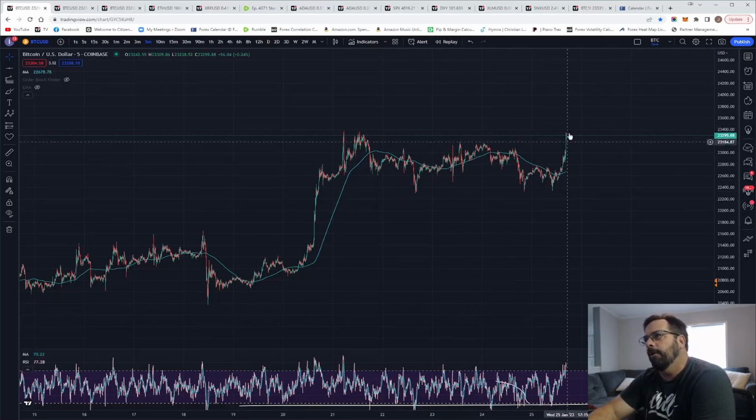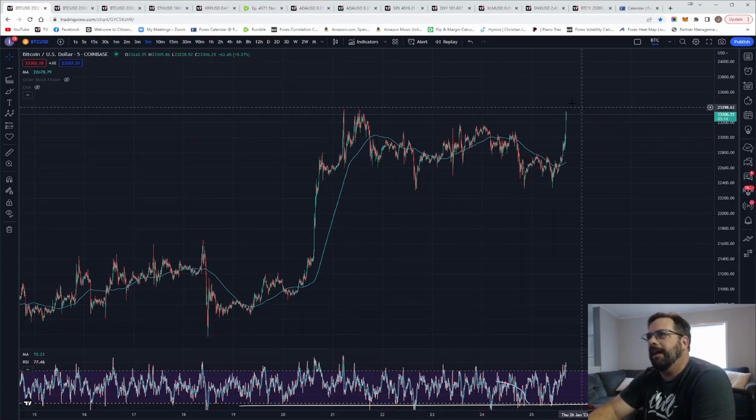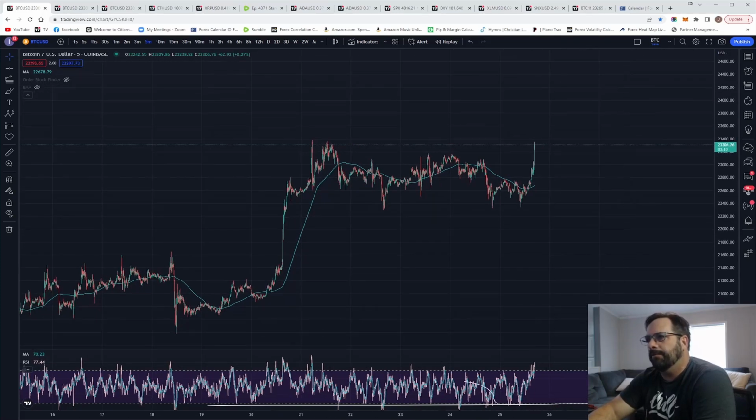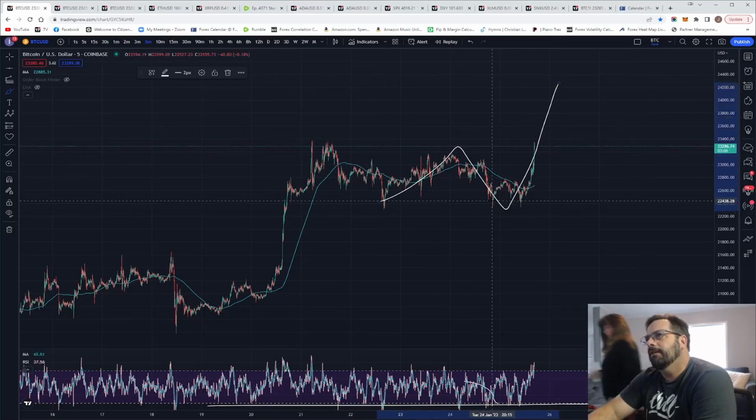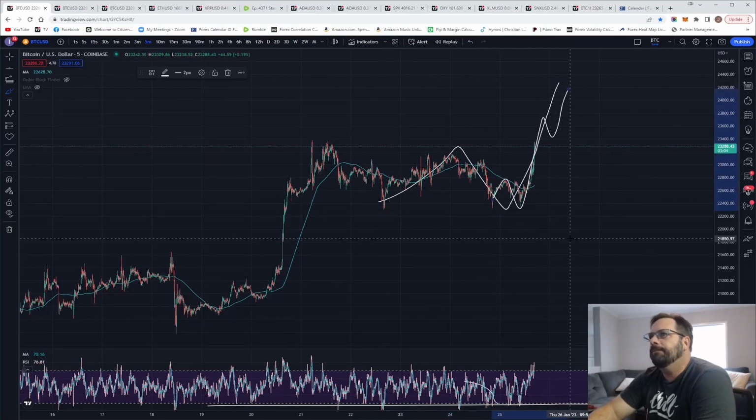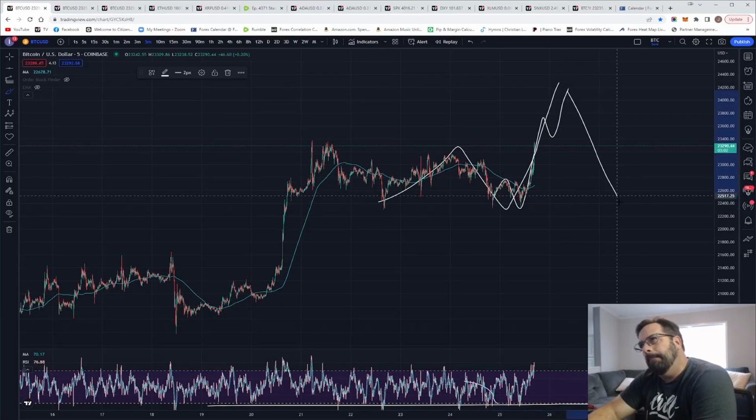I'm not FOMOing in. We don't FOMO in on these spikes. These are just liquidity spikes in a correction. We know that it could even break the high and get up here. It can even get up here to 24K or so. It could go up in 5 waves. So we could go up in 5 waves here: 1, 2, 3, 4, 5. And then come back down again.